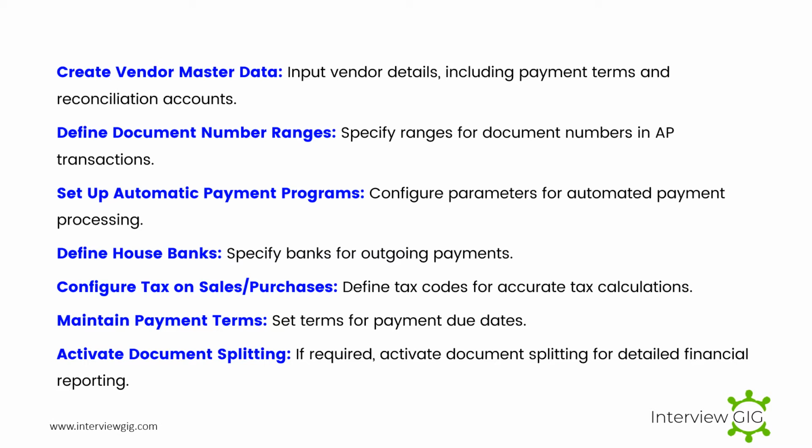Set up automatic payment programs, configure parameters for automated payment processing. Define house banks, specify banks for outgoing payments. Configure tax on sales purchases, define tax codes for accurate tax calculations. Maintain payment terms, set terms for payment due dates. Activate document splitting, if required, activate document splitting for detailed financial reporting.